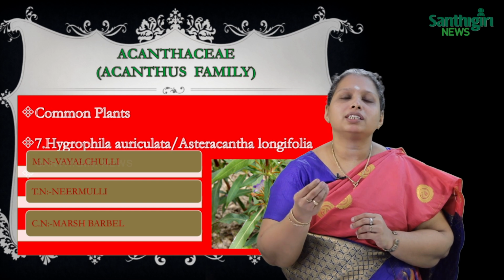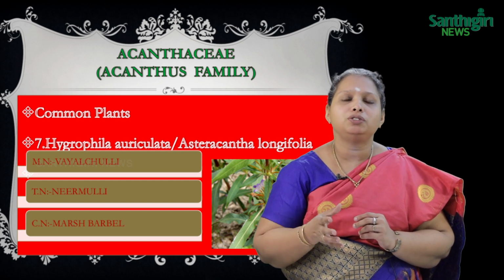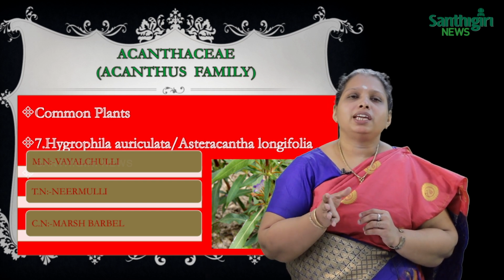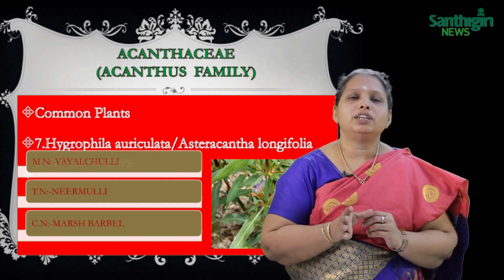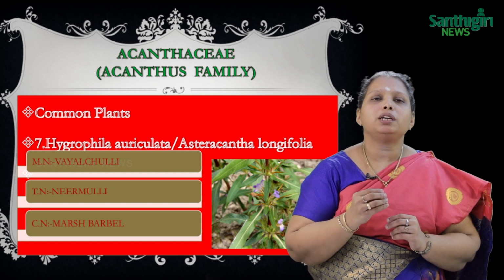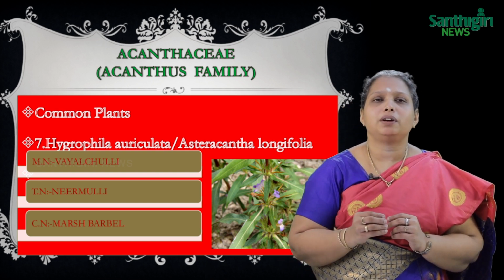Next plant is Hygrophila auriculata or Asteracantha longifolia. The Malayalam name is Vayal Chulli, the Tamil name is Neermulli and the common name is Marsh Barbel. What is a barbel? It is a spine projecting from the lower jaw of fishes. Here in Hygrophila auriculata also spines are present. That character I shall announce later.